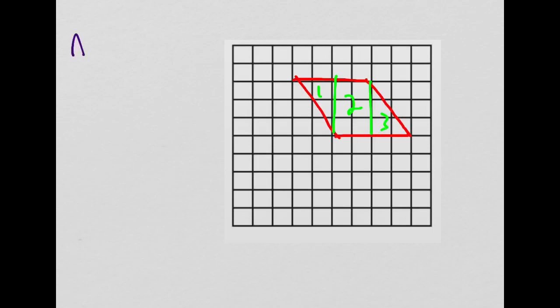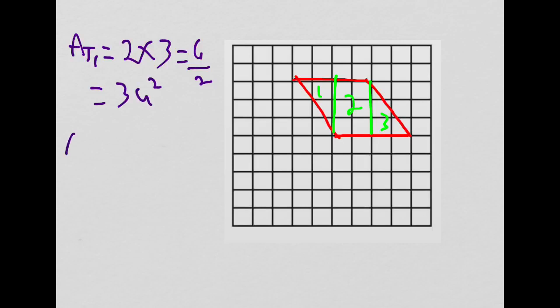So the area of the first triangle is a base of 2 and a height of 3. And that's 6 divided by 2. That's 3. The rectangle will be 2 units and 3 units. That's 6 units. And there's not a triangle, so I don't need to divide by 2.